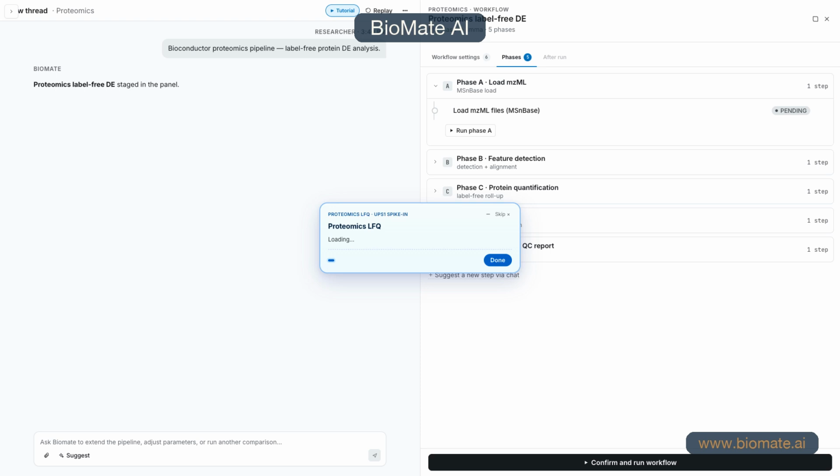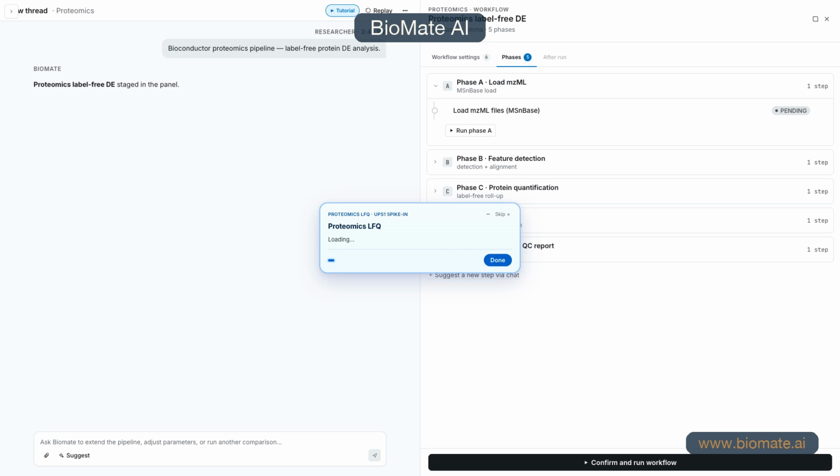Both gates green. Phase D is the limma test, eBayes moderation on the high versus low concentration contrast, Benjamini-Hochberg adjusted, with a log-fold change threshold of 1. This is where the UPS1 proteins should separate from the yeast background. Phase E scores against the truth.